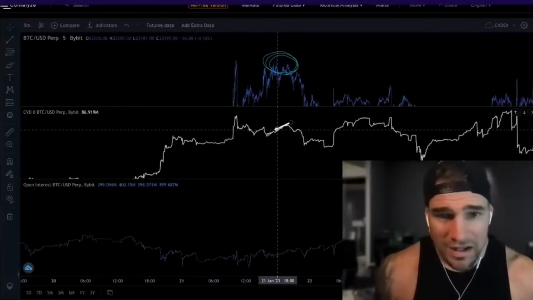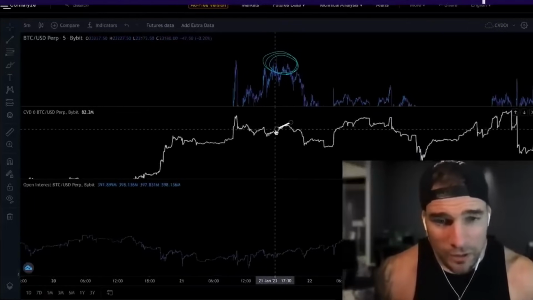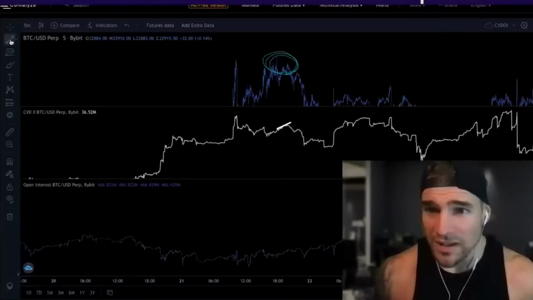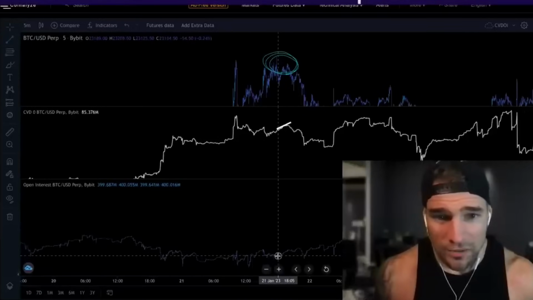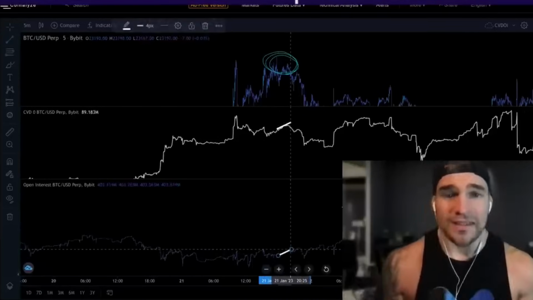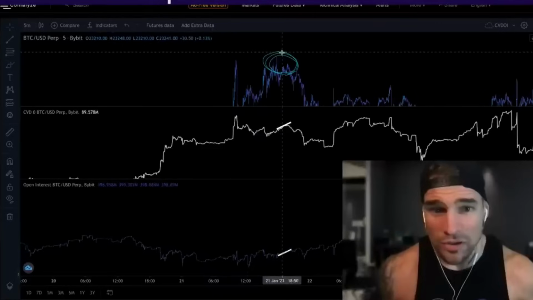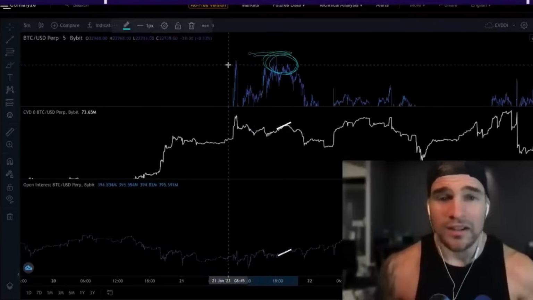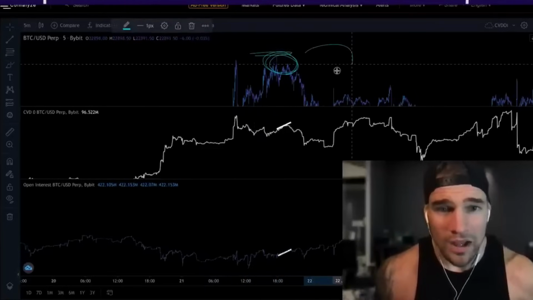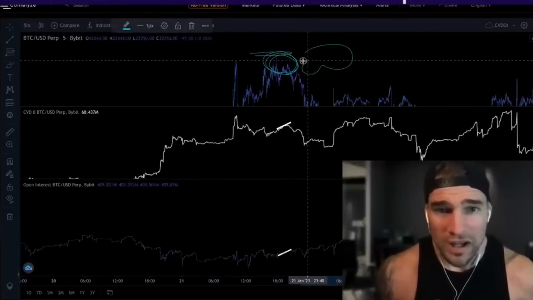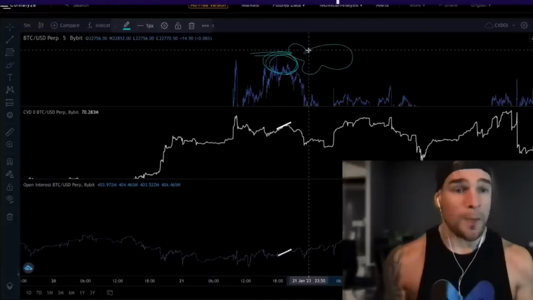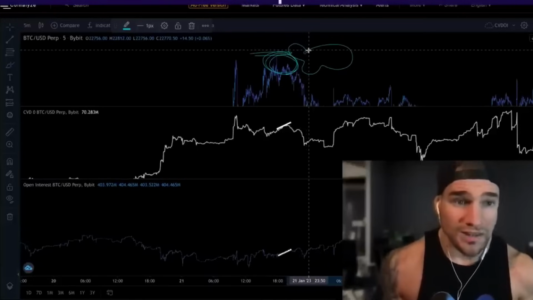We can see that the CVD was getting higher, showing us that there were longs entering into the market. We can see that the open interest over time was also getting higher, showing us that this is new money entering into the market, yet price is unable to take out this previous high. What is that telling us? That there is a whale here who is absorbing those long trades that are coming in, filling up a bigger short order to push the price down.